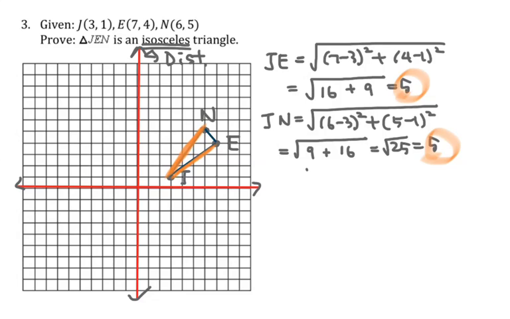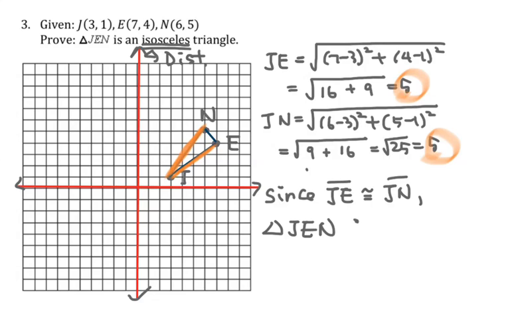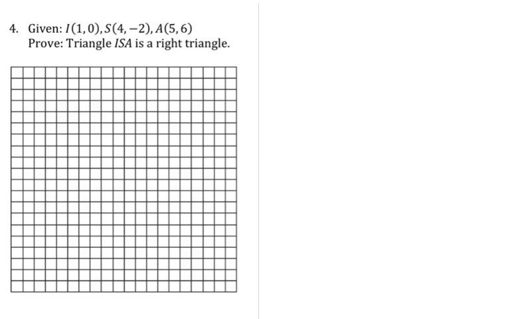Then instead of ending with the calculation, I want you to write down the conclusive statement. So since JE is congruent to JN, because they have the same length, triangle JEN is isosceles. So that's basically what we can say. All right, now let's move on to the next question, number 4.